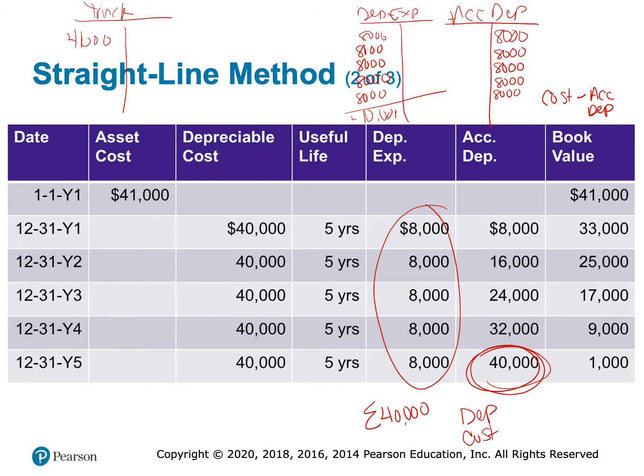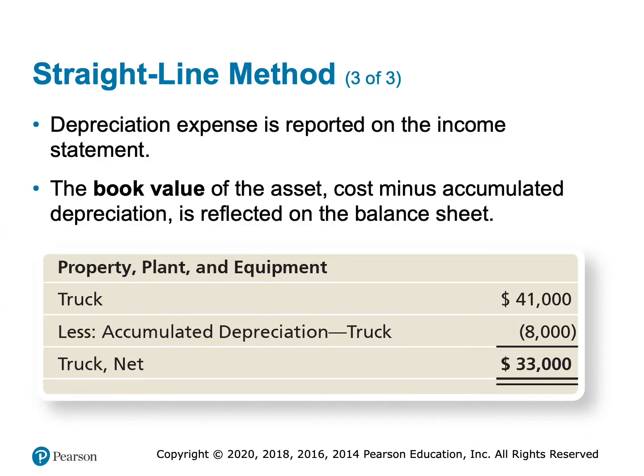I also want to point out, notice the book value is $1,000. Remember, $1,000 was our residual value. Again, not a coincidence. At the end of the asset's useful life, the book value has to equal the residual value. It has to. Okay. So again, I want to point out the book value is the cost minus the accumulated depreciation, and that's how it will appear on the balance sheet. So that last column shows us what the balance sheet will show at the end of each of the years.